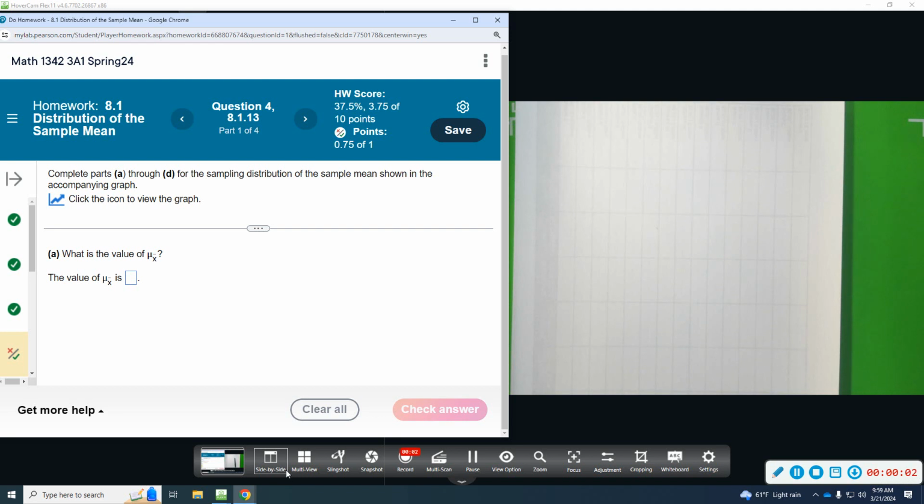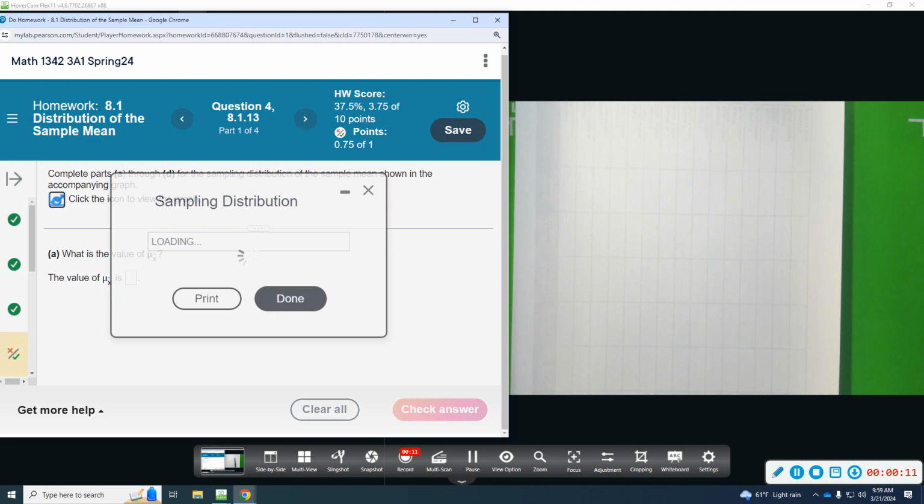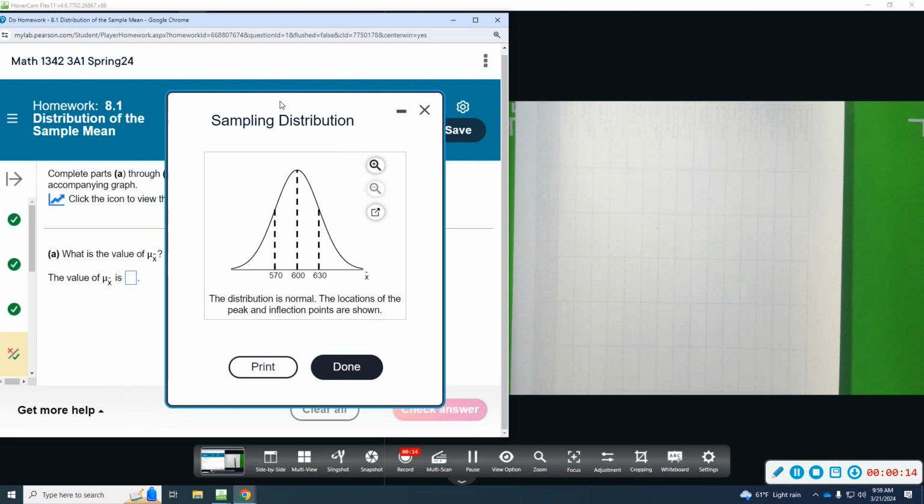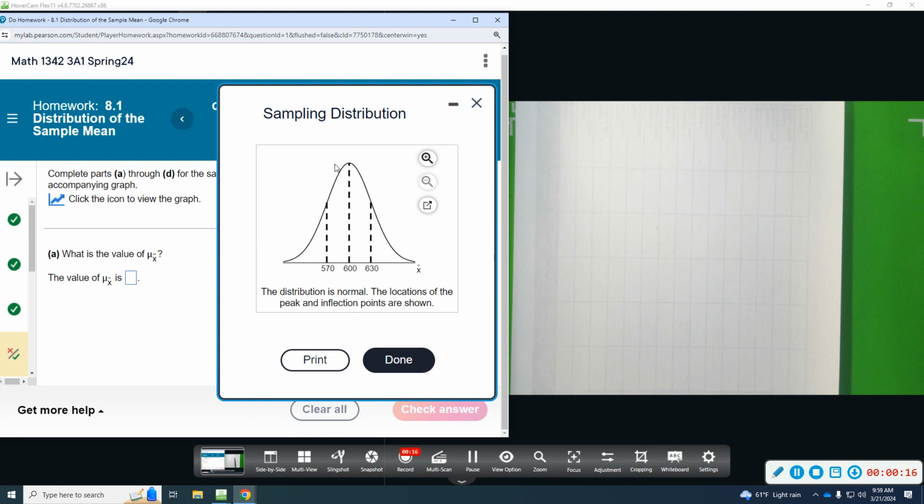All right, question number 4. We want to complete parts A through D for the sampling distribution of the sample mean shown in the accompanying graph. So if we open this graph, we can see the sampling distribution. We can see the shape is normal, and they say the distribution is normal. So locations of the peak are inflection points. So in the previous sections we talked about the standard deviation was the gap between the mean and the inflection point. So this is telling me I can figure out the standard deviation.